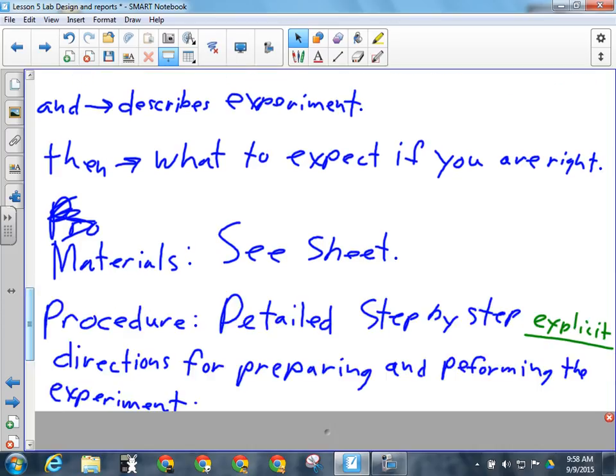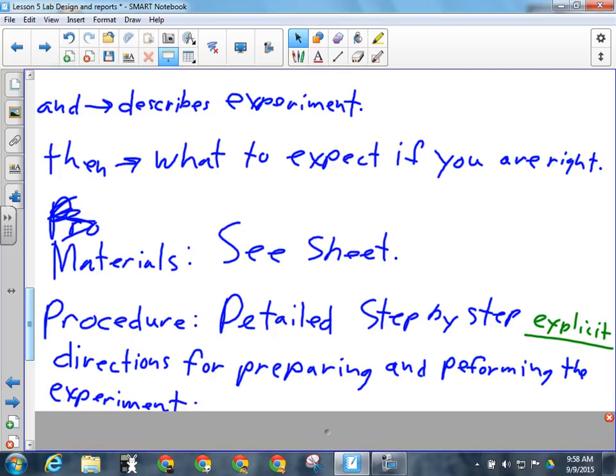Then you've got your procedure. Normally, that will also be written for you. There's really only this lab, maybe one other if we have time for it, where you actually have to come up with the steps. Most of the time, it's going to be cookbook. Here are the steps: do this, then do this, then do this. It's a detailed set of instructions. They have to be explicit.